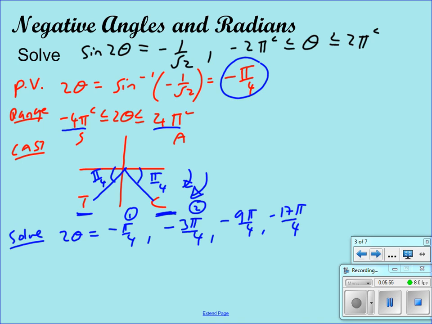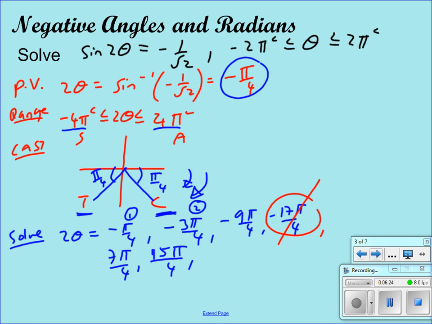No, because 16 over 4 is 4, so therefore 17 over 4 is too small, disregard. So let's do it the other way. Start with my minus pi over 4 again, but do positive this way. So plus 8 pi over 4, so I get 7 pi over 4. Do it again, I get 15 pi over 4. And if I did it again, it would be too big, it would be out of our range.